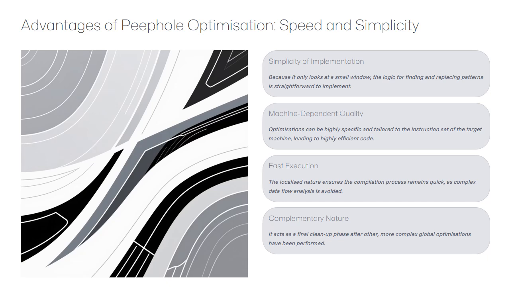Machine-dependent qualities: optimization can be highly specific and tailored to the instruction set of the target machine, leading to highly efficient code. Fast execution: the localized nature ensures the compilation process remains quick, as no complex data flow analysis is required. Complementary nature: it acts as a final cleanup phase after other, more complex global optimizations have been performed.